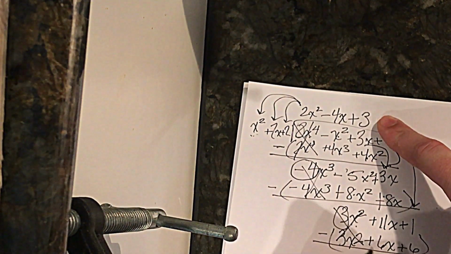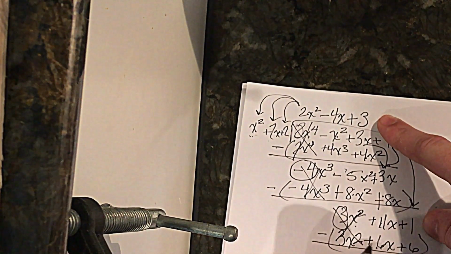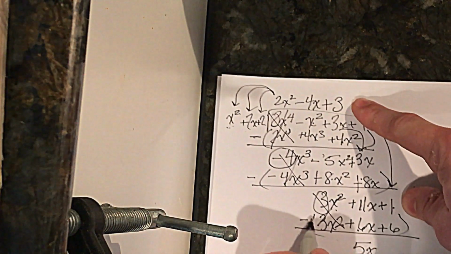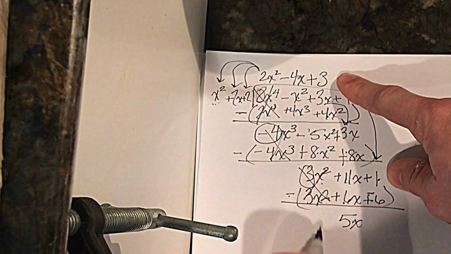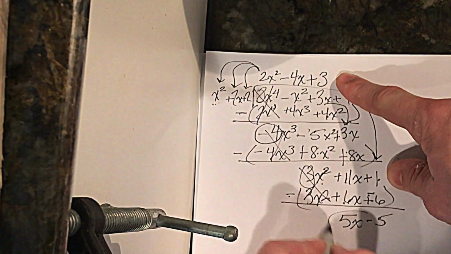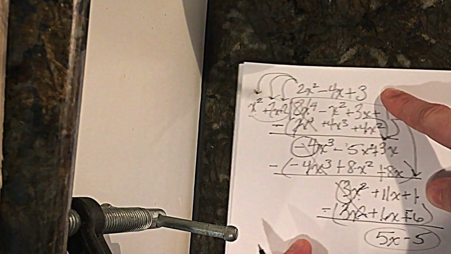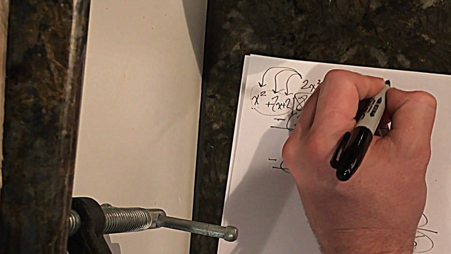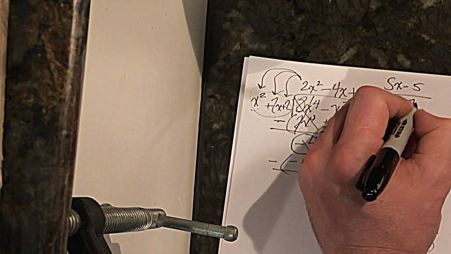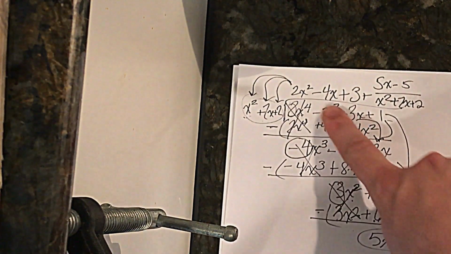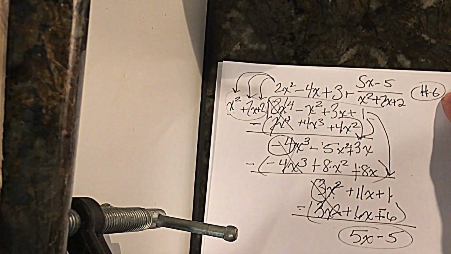And we're going to end up with 11 minus 6 is 5x. And then 1 minus 6 is negative 5. So there's my remainder, and here's the denominator of my remainder. So it's going to say plus 5x minus 5 divided by x squared plus 2x plus 2. So this will be your final answer for number 6. Now let's look at number 7.